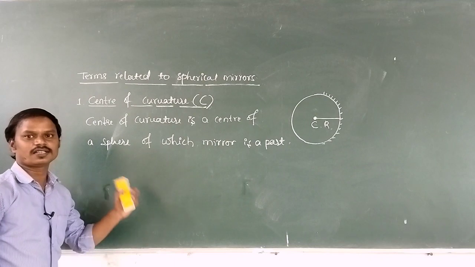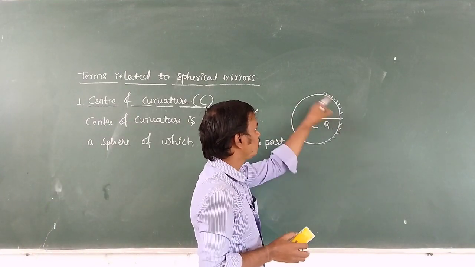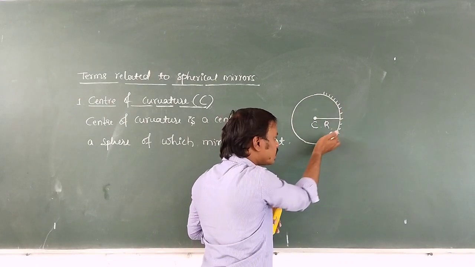So this is about the center of curvature. It is the center of the sphere of which the mirror is a part.